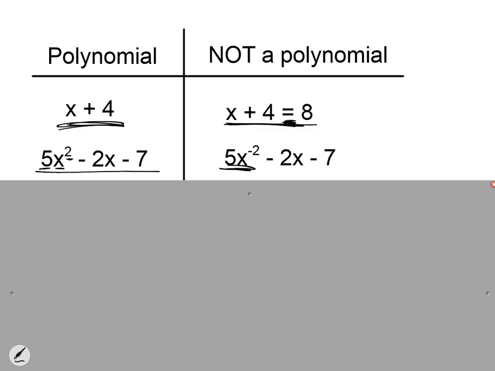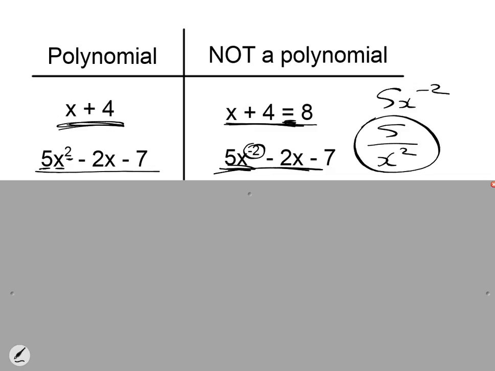Here, I have an integer exponent, and that integer is not a whole number. The other reason this is not a polynomial is because you can't break the rule that in polynomials, the variable can't be in the denominator. And 5x to the negative 2 actually is the same as saying 5 divided by x squared. You'll learn more about why that's true when you do power laws in grade 10.